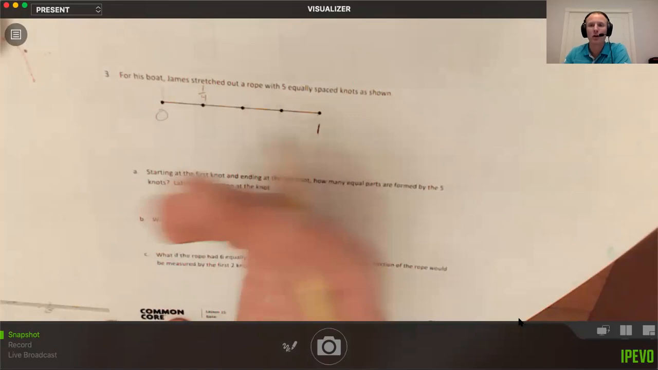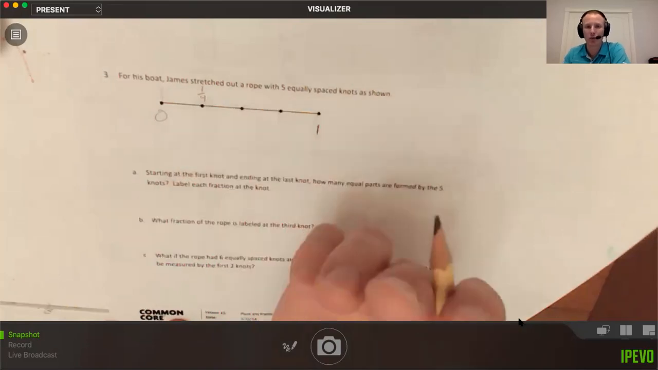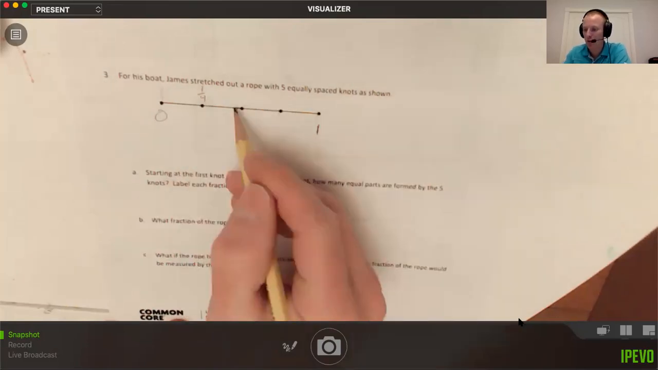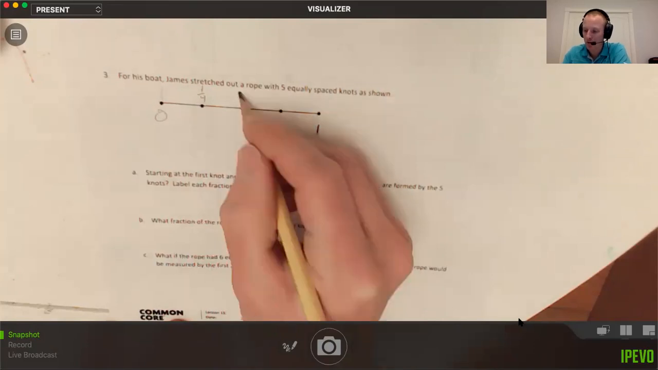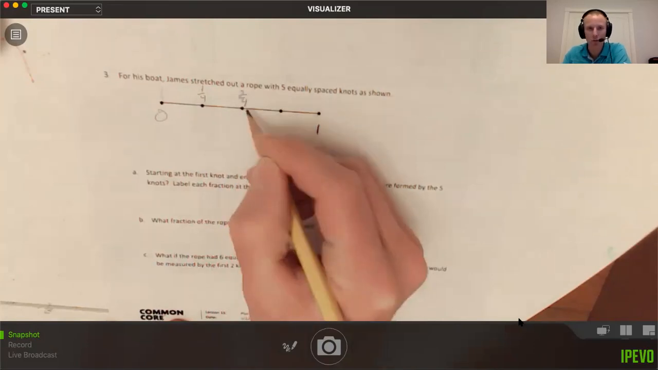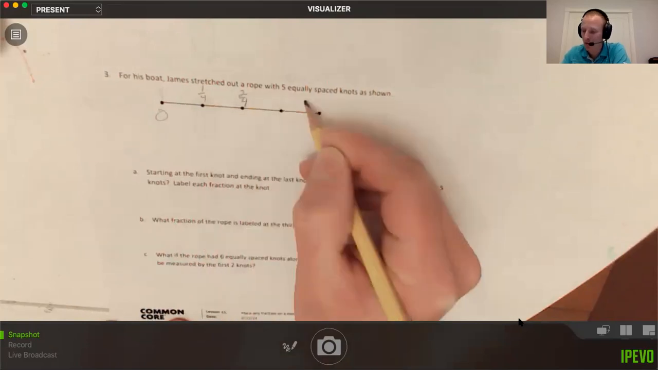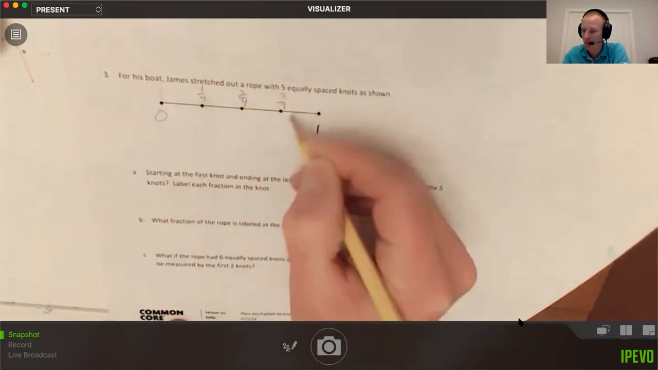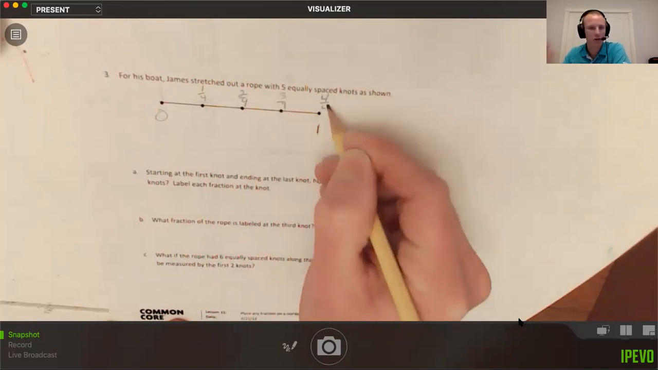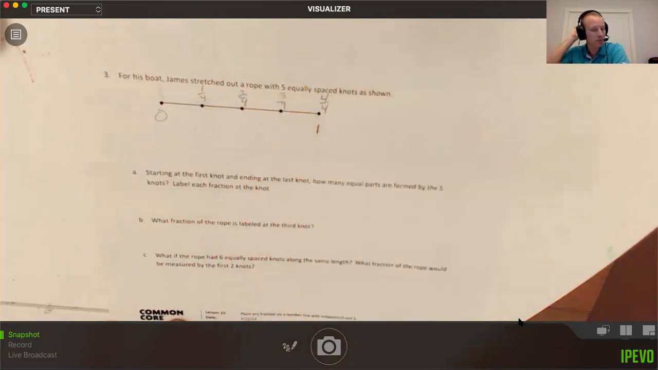Remember, we're talking about how many sections we have of this rope. There's 1, 2, 3, 4. This is 2 out of 4 sections of the rope. We've used 1, 2. Once we go up to here, we've used 3 out of 4 sections of the rope. And lastly, 4 out of 4 sections of the rope, right?